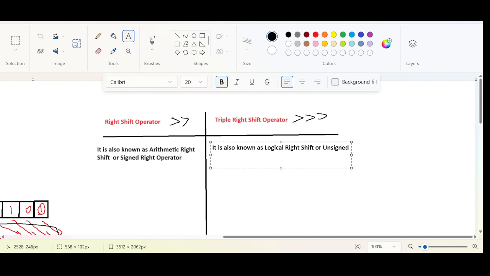If it is signed, we will be considering the MSB. So sometimes, depending upon the sign, the MSB will be filled with 1 if it is negative. But here that is not the case. Whatever void or empty space is created in the MSB is always filled with 0. That's why it is called the unsigned right shift operator.